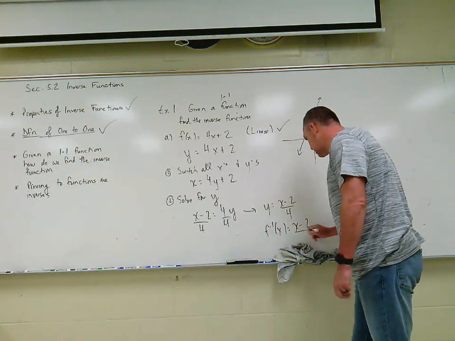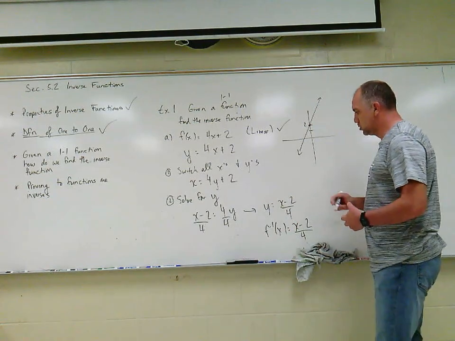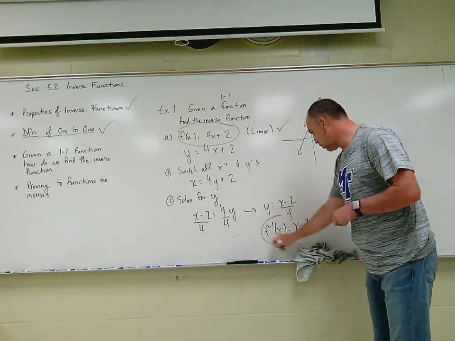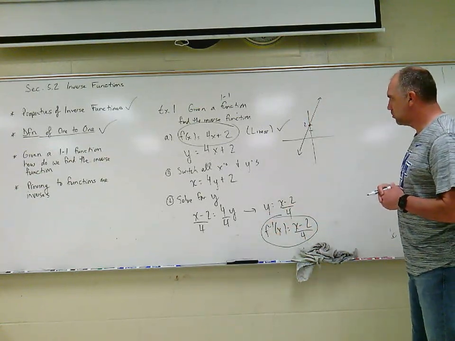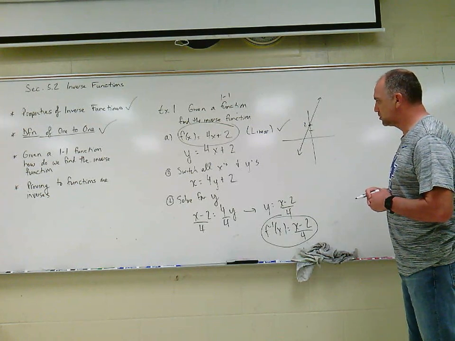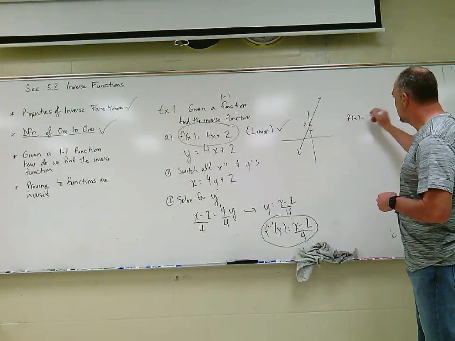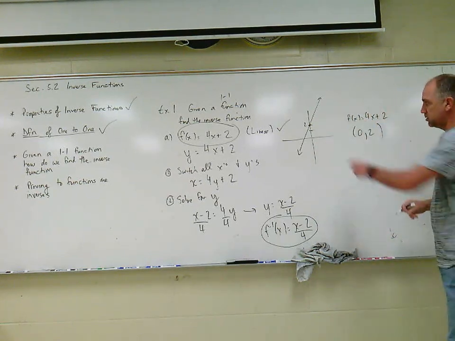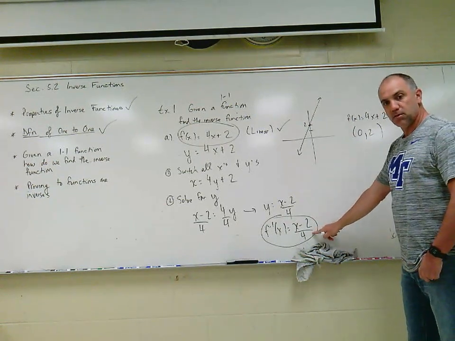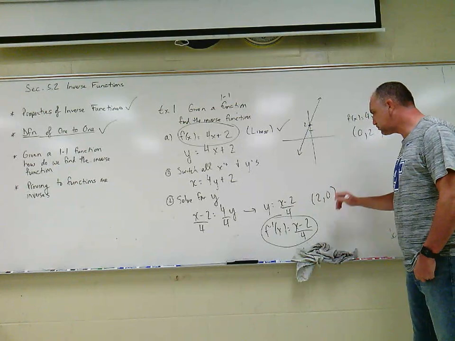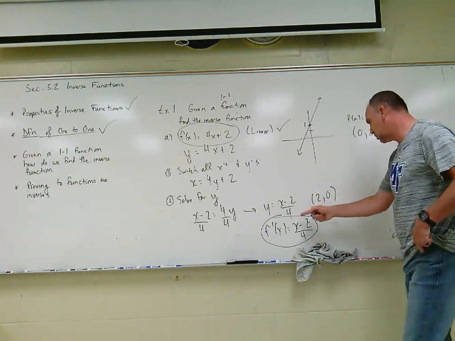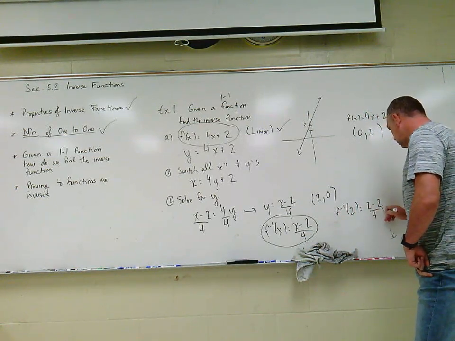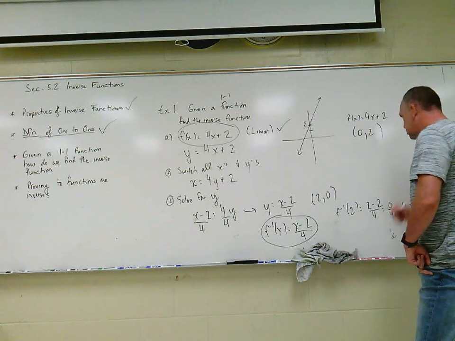And so here's what I'm going to do. I'm going to test a couple of points to see if that's really true. So let's go back to f and test a couple of points on f. For f, we can see it has the point (0, 2). This is a point on that. I can see it right there. That means the inverse has to have the point (2, 0). The x and y have to switch. So let's see if that happens. If I plug in a 2, f inverse of 2, we get 2 minus 2 over 4, 0 over 4, which is 0. Check.